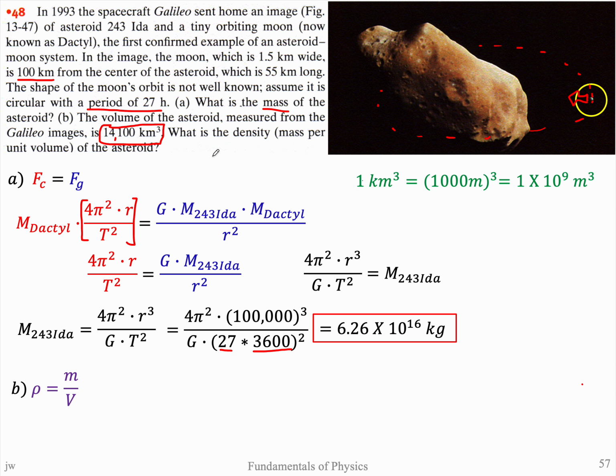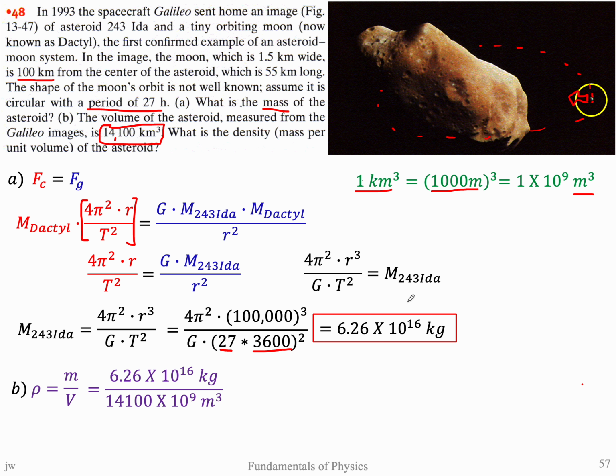Now, you might say, oh, good, I just have to move the decimal place over by a factor of 3 to convert kilometers to meters. But be careful. 1 cubic kilometer is not 1,000 cubic meters. Each kilometer is 1,000 meters. 1 cubic kilometer would be a kilometer by kilometer by kilometer, or 1,000 meters by 1,000 meters by 1,000 meters, or 10 to the 9th cubic meters.